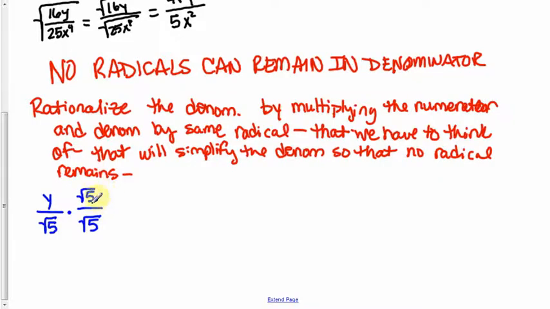Okay? Because, in essence, I want you to look at what you're multiplying by. You're taking this fraction, y over root 5, and you're multiplying it by 1. Isn't the square root of 5 over the square root of 5 equivalent to 1? Can I multiply anything by 1 and still get the same thing I started with? Absolutely.